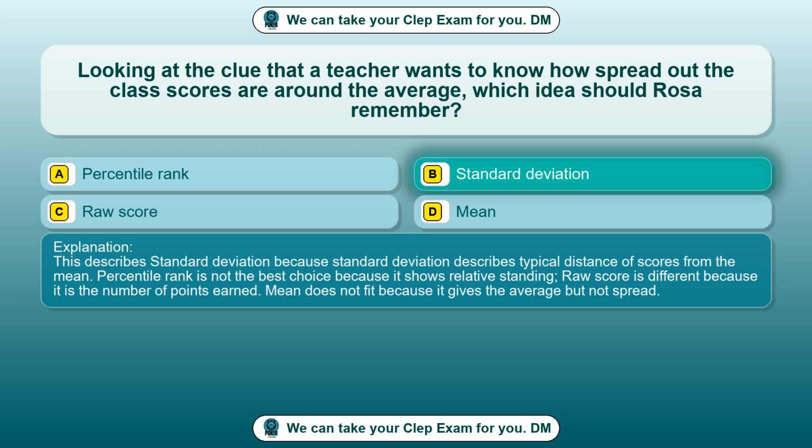This describes standard deviation because standard deviation describes typical distance of scores from the mean. Percentile rank is not the best choice because it shows relative standing. Raw score is different because it is the number of points earned. Mean does not fit because it gives the average but not spread.